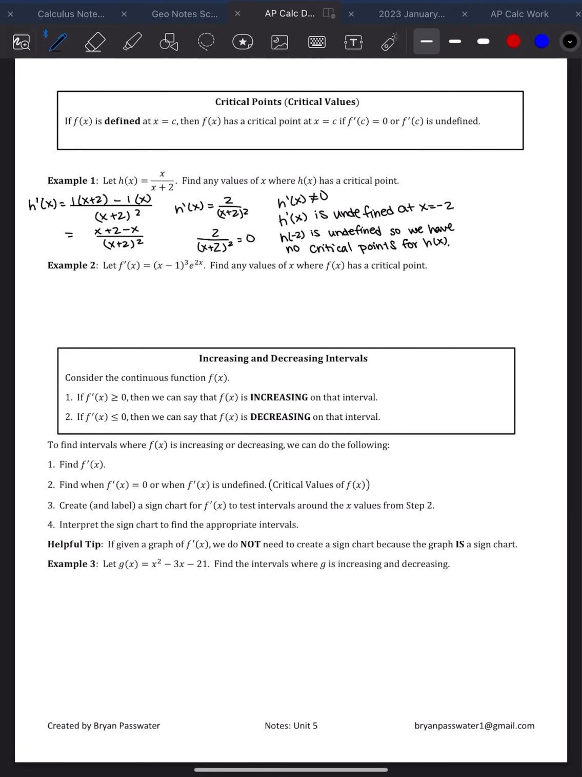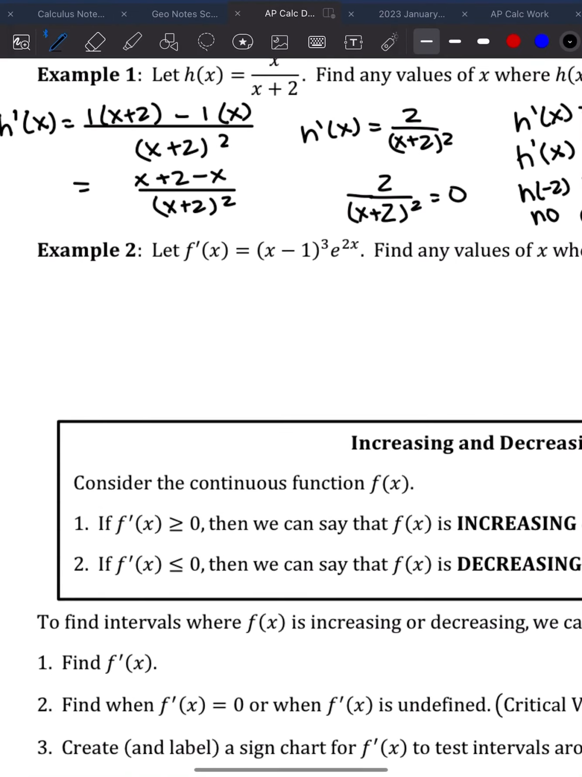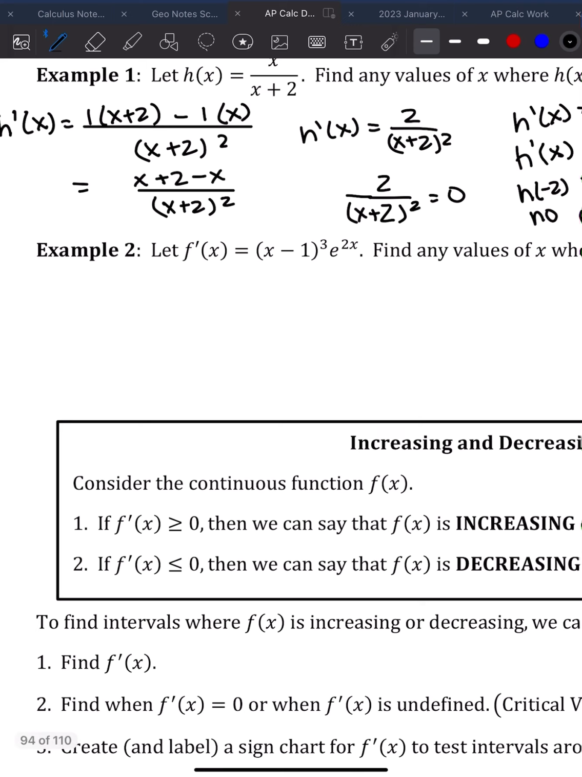Okay, let f prime of x equal x minus 1 cubed times e to the 2x. Find any values of x where f of x has a critical point. So critical points happen when we have our function equal to 0 or undefined. We don't have any division here, so there's not really any places where our function is going to be undefined. And we don't have a square root in here, so when we plug in negatives, it's still going to be fine. So we are going to set this equal to 0.